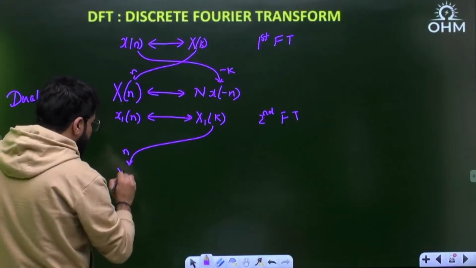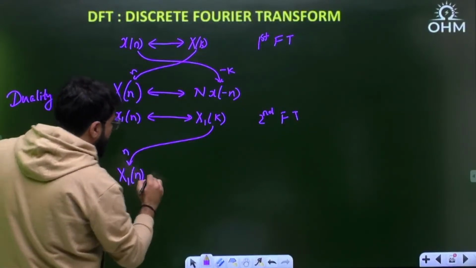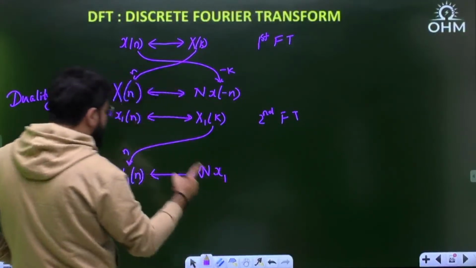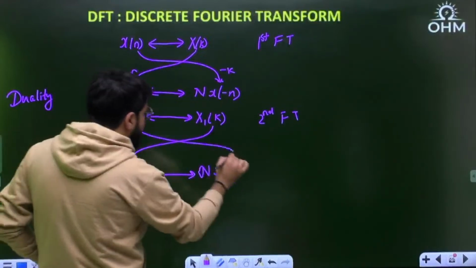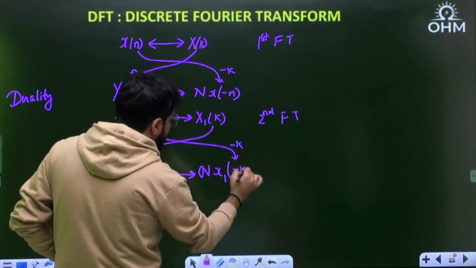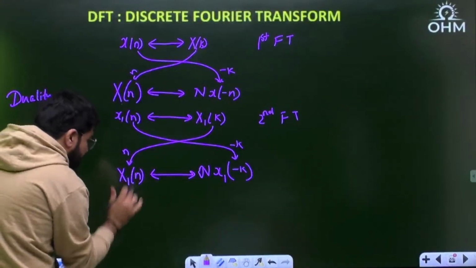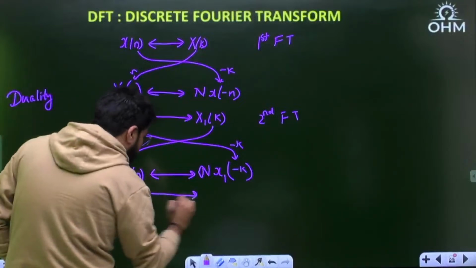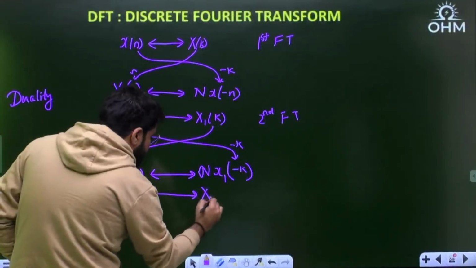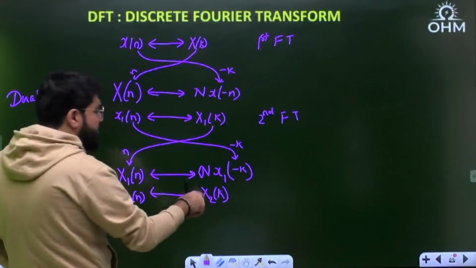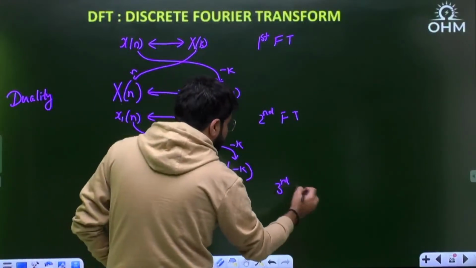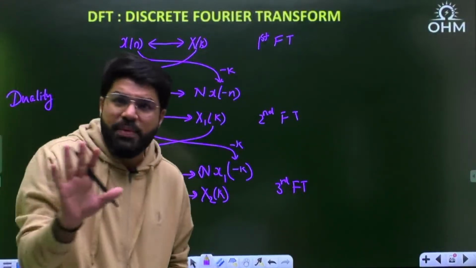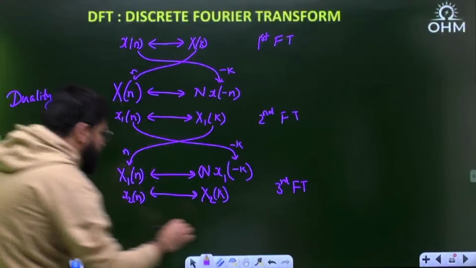K replaced by n. So capital X1n will have how much DFT? N small x1, where this n will be replaced by minus k. Now suppose this capital X1n is another signal x2n. What should be the DFT of x2n? Some DFT x2k, and this is the third DFT. So one more time and we are done. This is the third Fourier transform. Keep patience and understand. Now one more time.